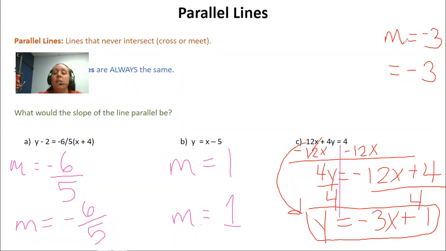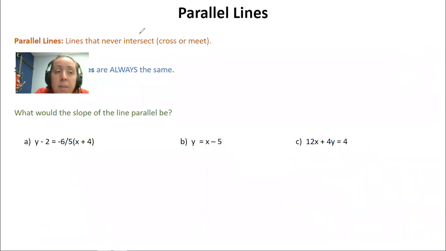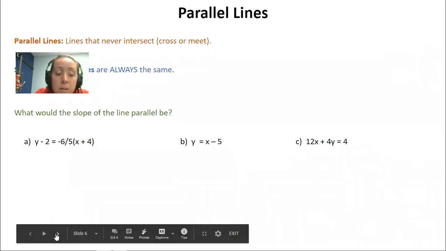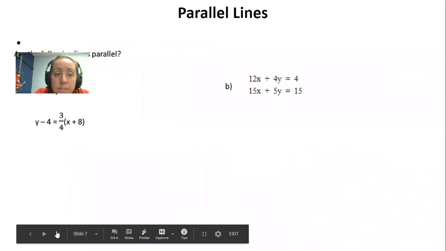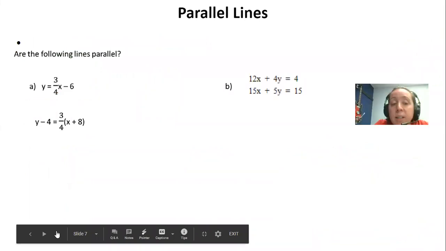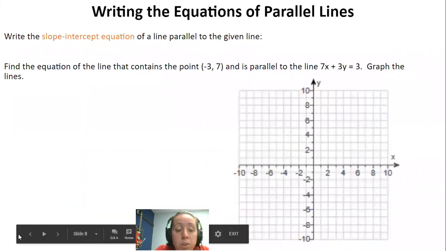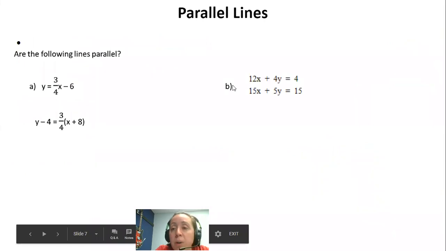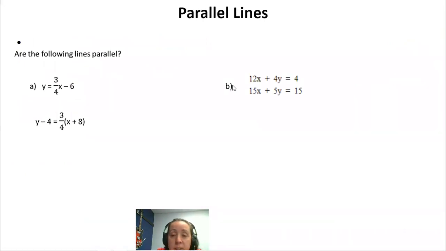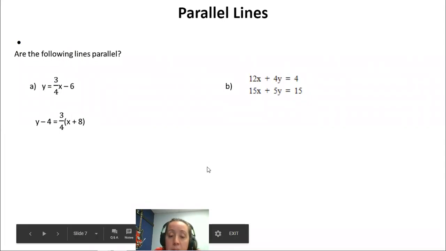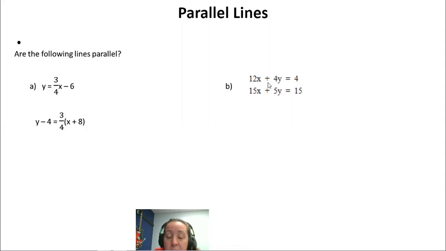So parallel lines have to have the same slope. And when you check if they're parallel, you're just checking if the slopes are the same. So what would you, sorry, I'm going to go back. What would you have to do in part B here in order to see if they're the same slope? Because part B, we can't read it off there again.